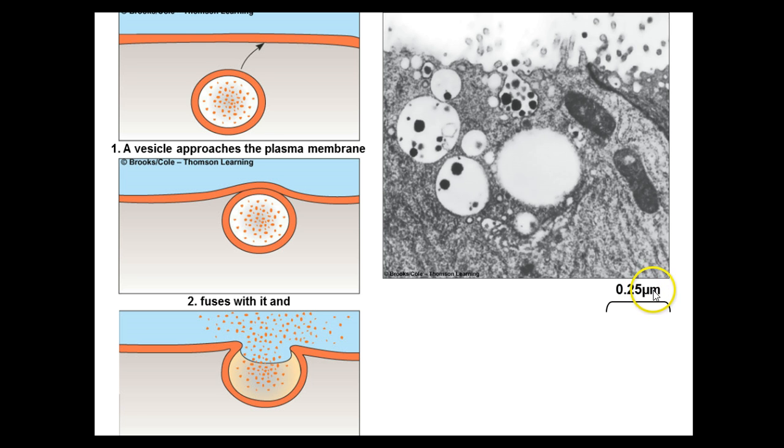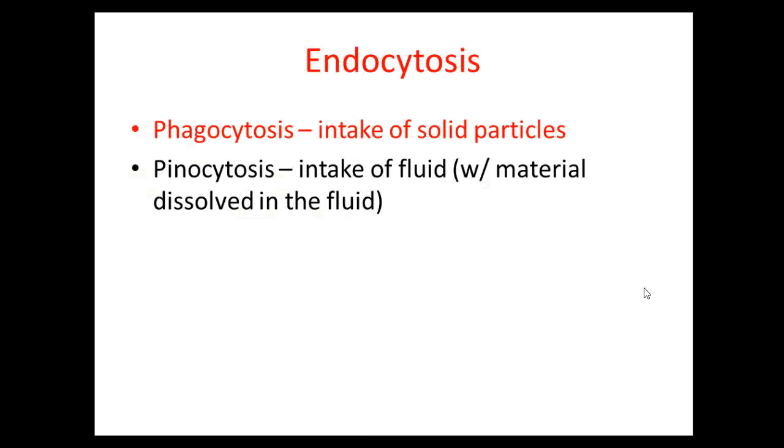So that is exocytosis. Down here on the measurements, you notice it's 0.25, and remember this little symbol right here, the lowercase scripted u, that is the Greek letter mu for micro, 1/1,000,000th of a meter. A micrometer is 1/1,000,000th of a meter.